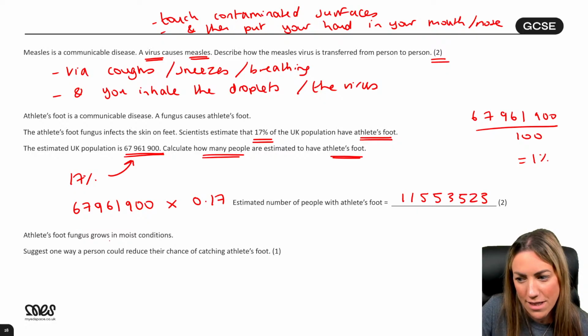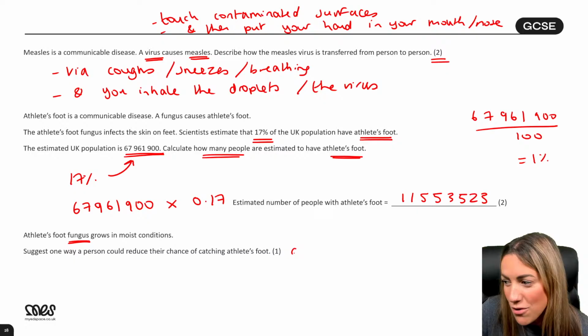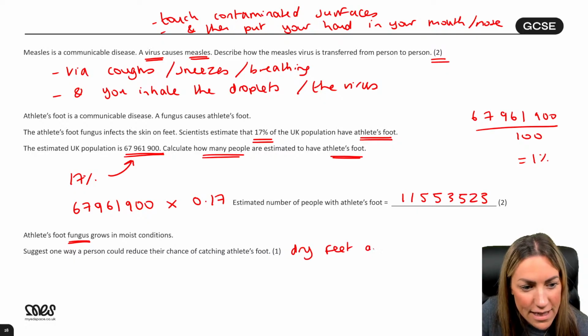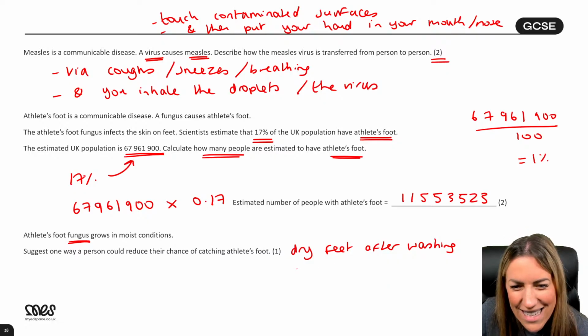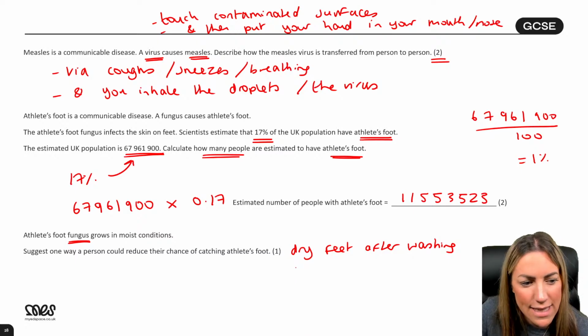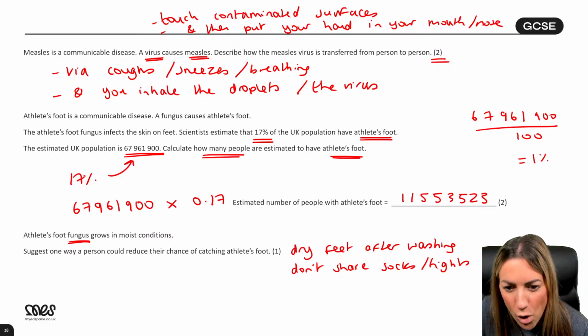Athlete's foot fungus grows in moist conditions. Athlete's foot, remember, is a fungus. That's the type of pathogen. Suggest one way a person could reduce their chance of catching athlete's foot. Wear flip-flops in public showers. Yeah, you could literally just say dry feet after washing, or dry your feet after showering, dry your feet after having a bath. Wear socks, I don't think is good enough. You could say things like don't share socks or tights. Like, don't wear them and then give them to someone else to use.